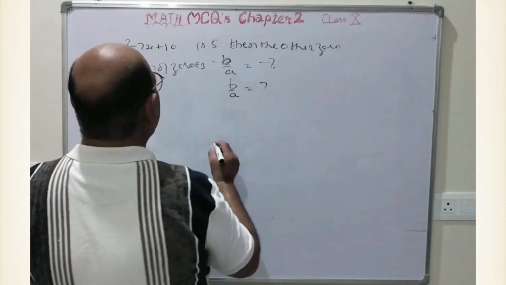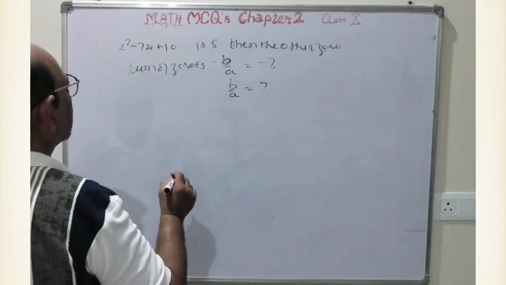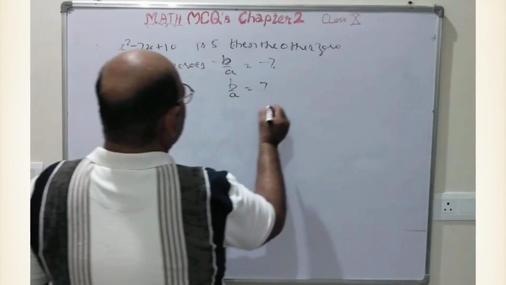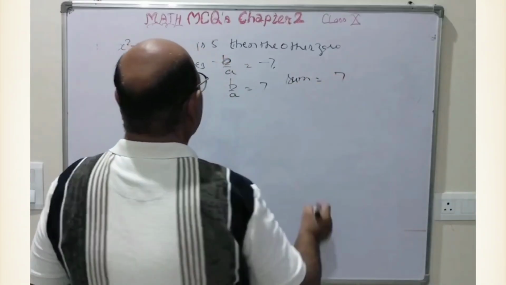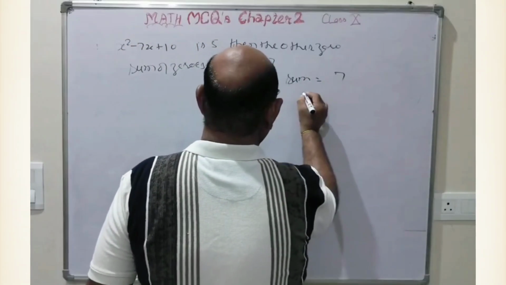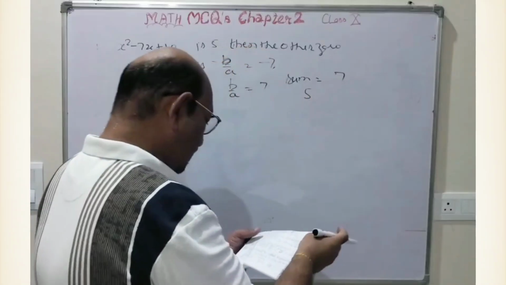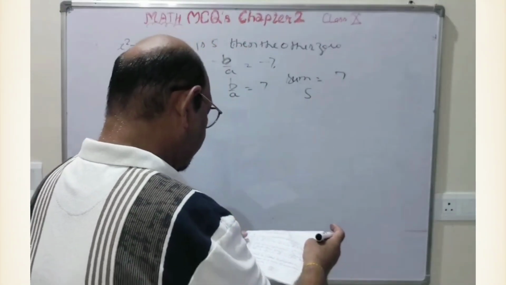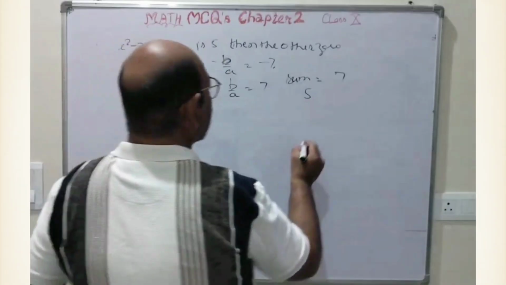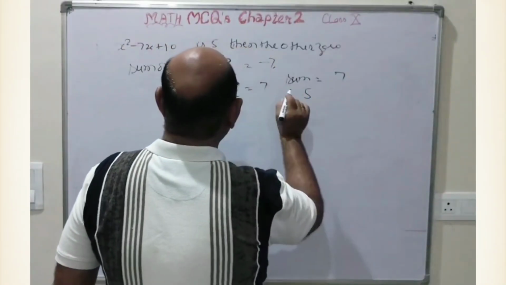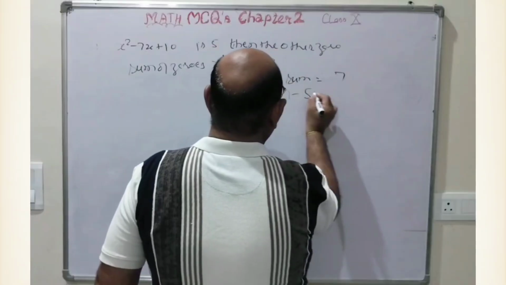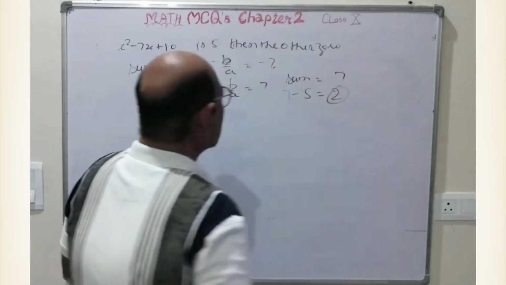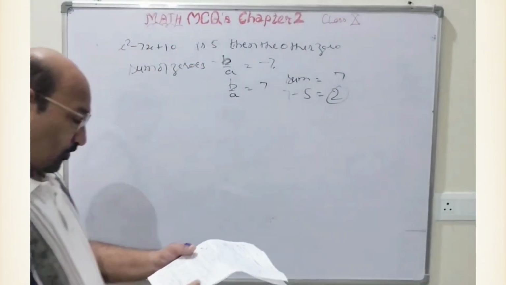So the sum is 7. So first zero is 5. The other zero will be 7 minus 5, that will be 2. So 2 will be the correct option.